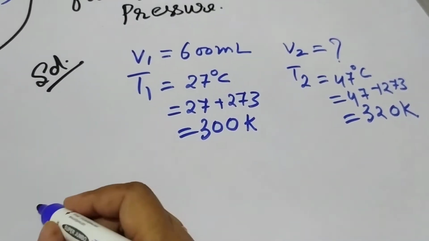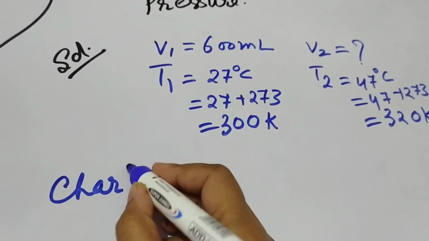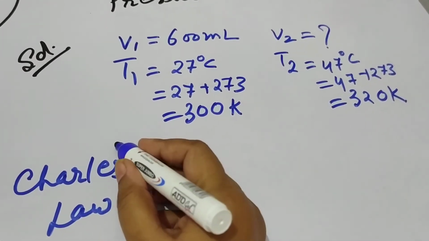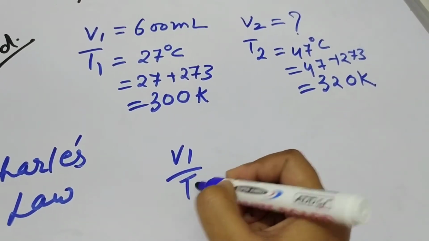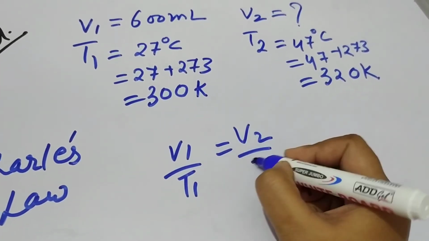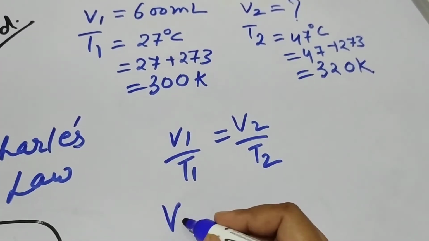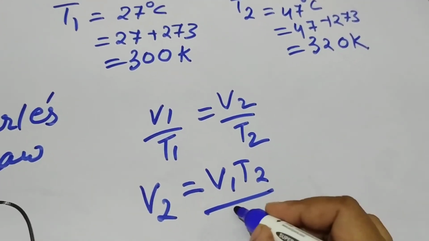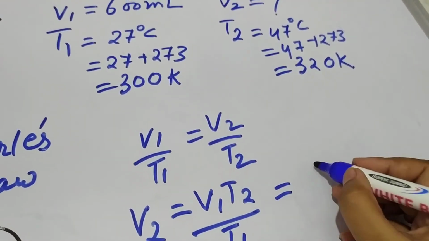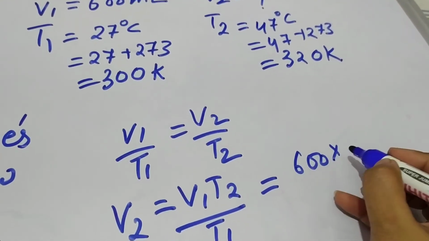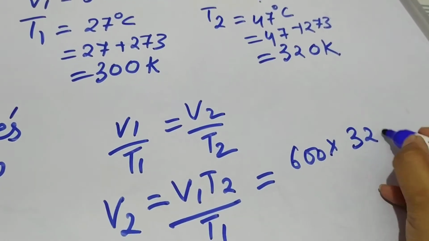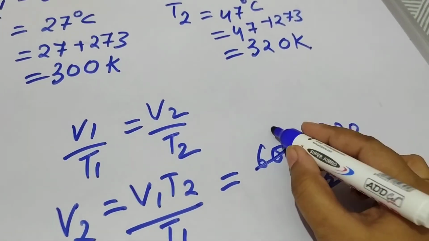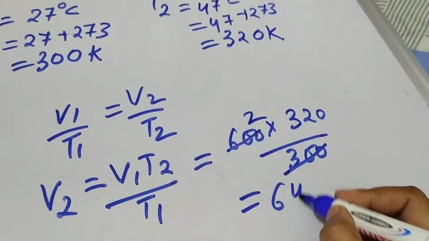Now we'll apply Charles' law. V1 upon T1 is equal to V2 upon T2, and because we have to find the value of V2, we'll modify the formula: V2 equals V1 into T2 divided by T1. Now we'll put the values. V1 is 600, T2 is 320, and T1 is 300. Now just solve it out and you will get 640 ml.